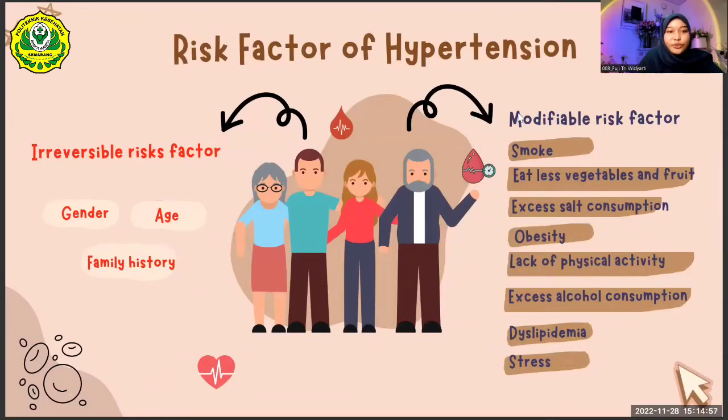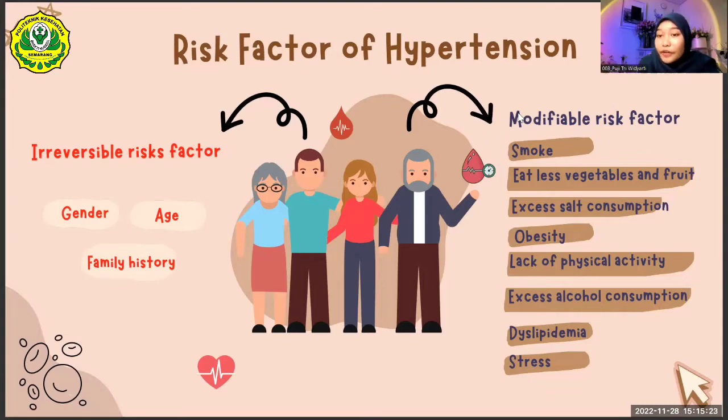So there are 2 risk factors of hypertension. The first is irreversible risk factor and the second is modifiable risk factor. Okay, so let's discuss about it. The first is irreversible risk factor, meaning risk factors that cannot be changed. They are gender, and then age, and family history.